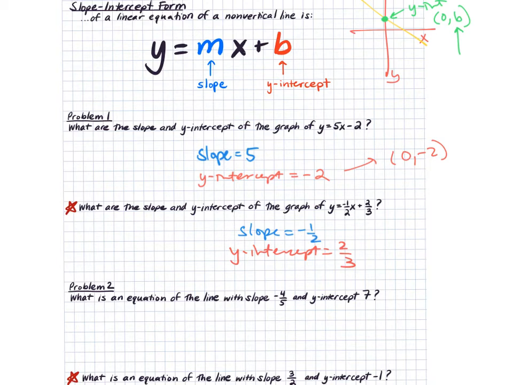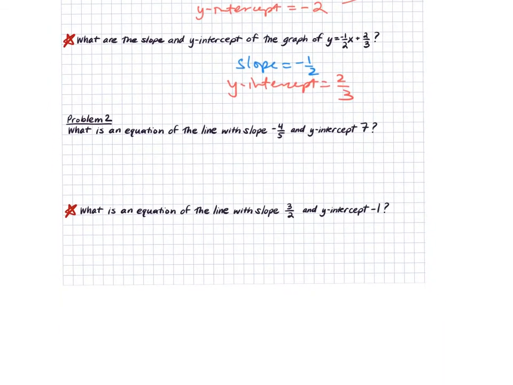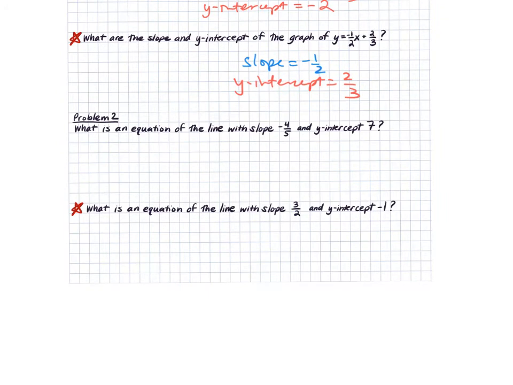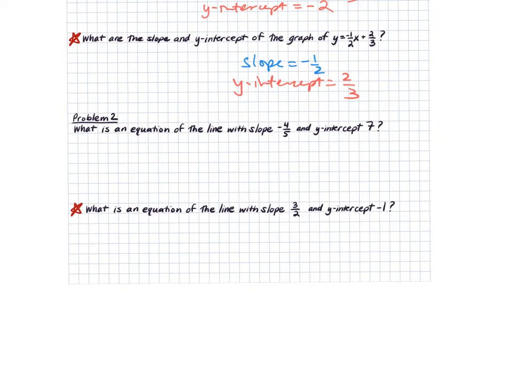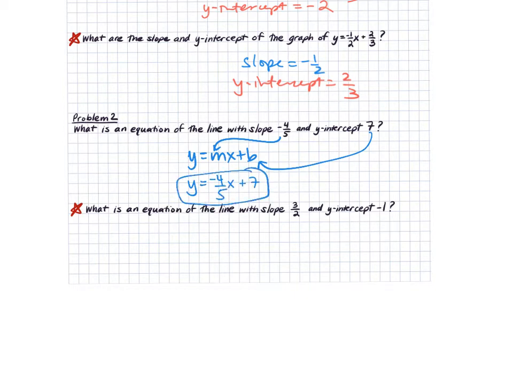Okay, so let's take this another step. We're actually now going to start with the slope and the y-intercept and then write the equation. So again, we're going to start with our slope-intercept form, y equals mx plus b, where the slope is negative 4 over 5 and the y-intercept is 7. So you just plug it in. y equals negative 4 over 5 times x plus 7. And it's plus because this number is positive.